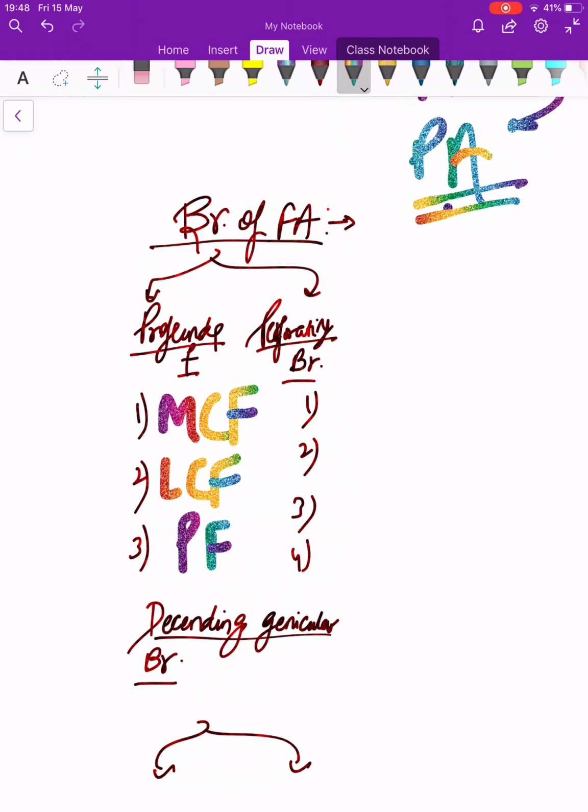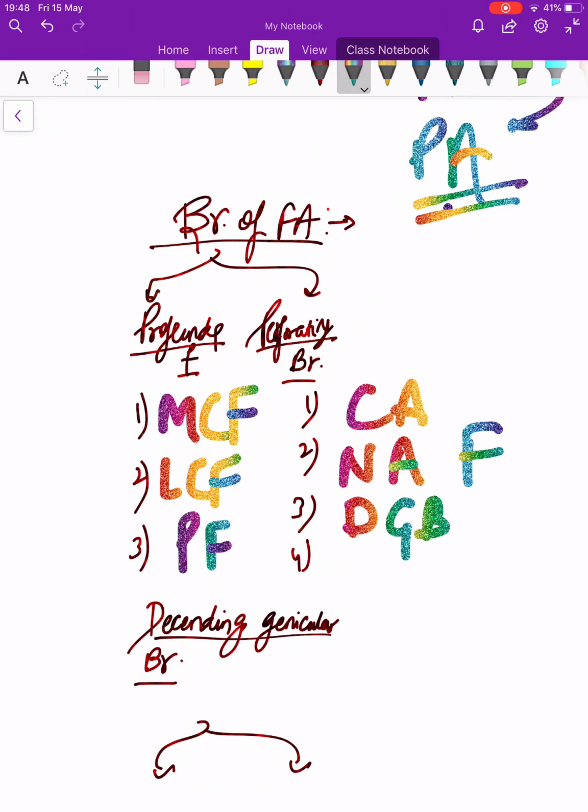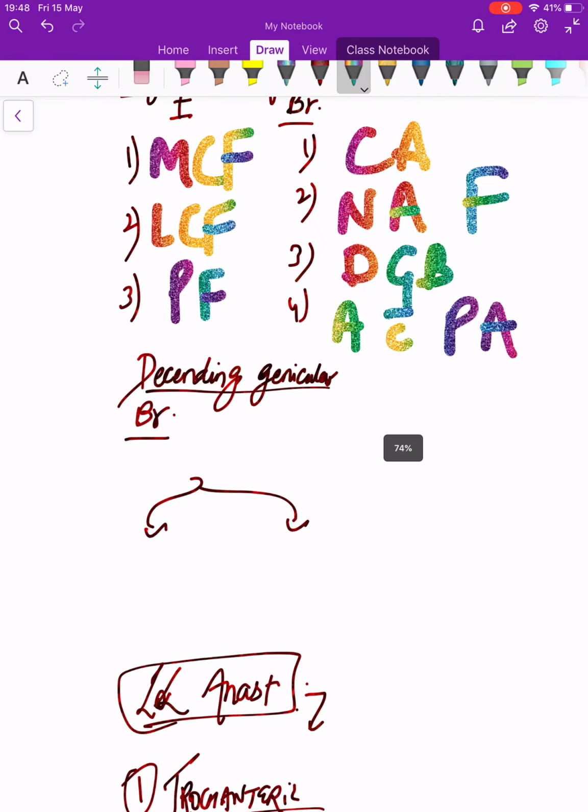Perforating branches, 4 in number, that is the cruciate anastomosis and the nutrient artery to the femur, then the descending genicular artery branch, and the anastomosis with the popliteal artery.